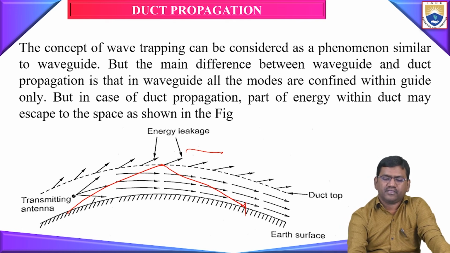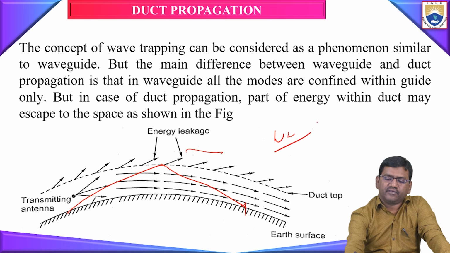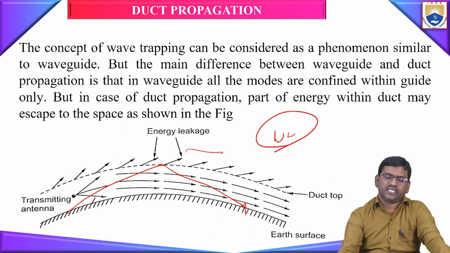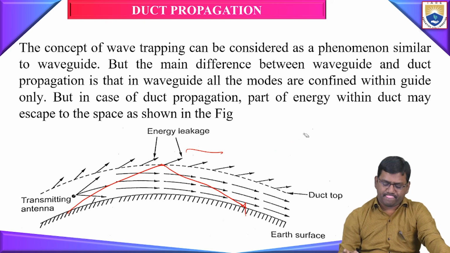But in a waveguide, all the electromagnetic energy is confined within the guide only. So there is no loss of energy in the waveguide. There is a little loss of energy in duct propagation, some energy leakage in duct propagation also.